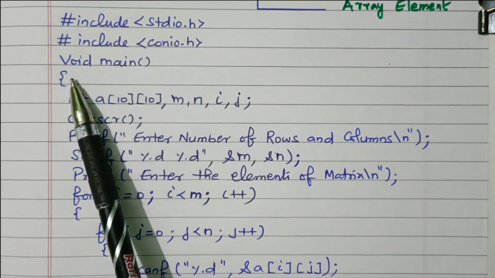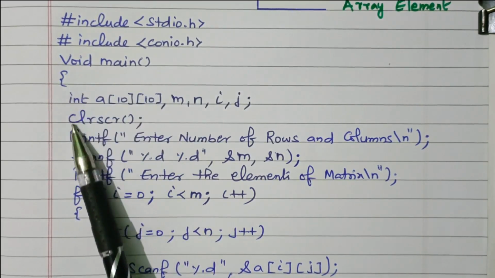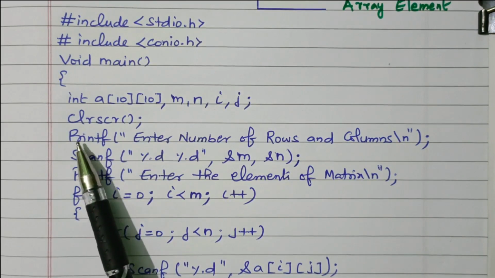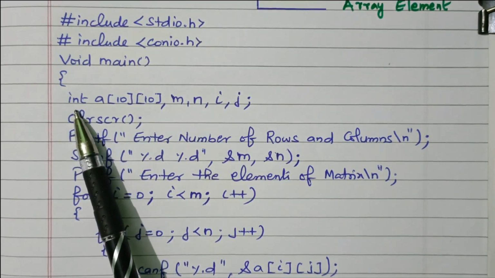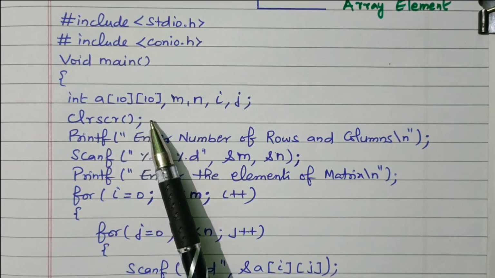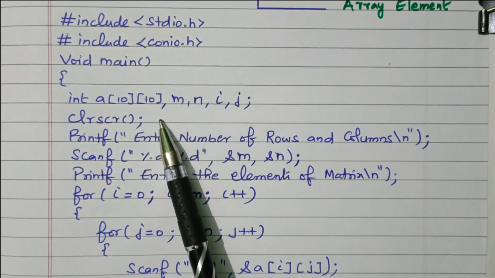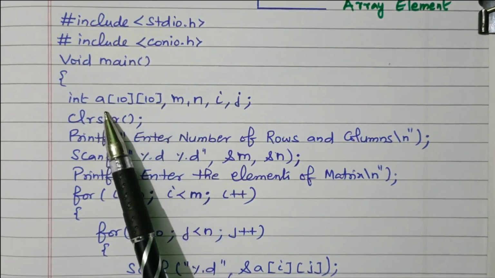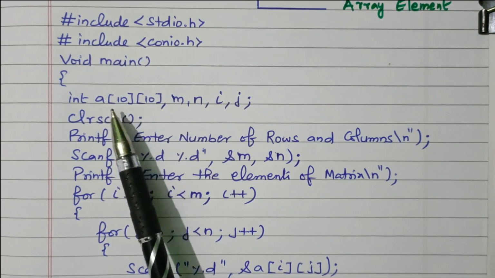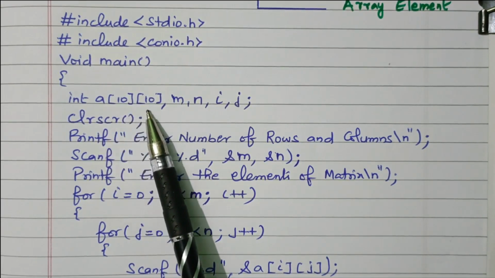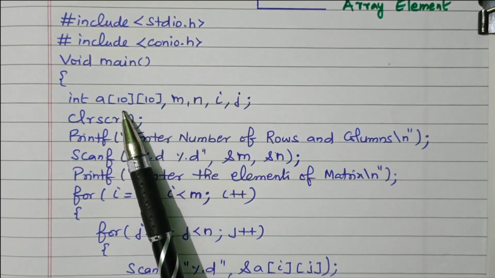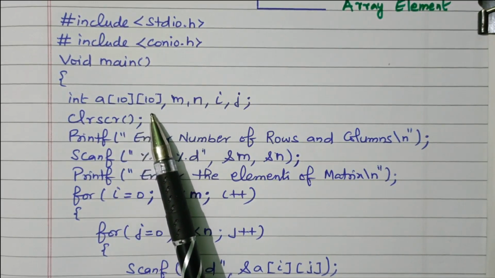Void main. Open the braces. So hereafter we can write the instruction codings. The first step is we need to declare the variables. In this program we are going to display the 2-dimensional array, so we need to declare a 2-dimensional array. A[10][10]. This 10 indicates row size, and this 10 indicates column size.